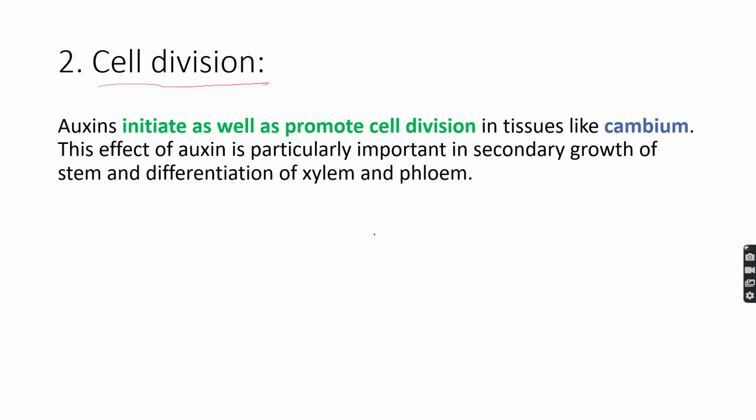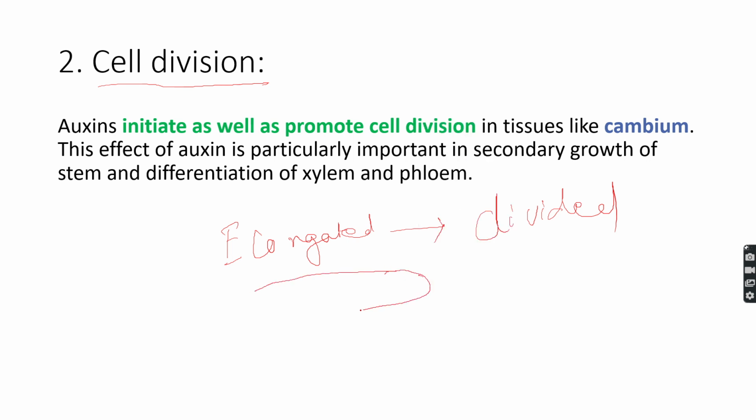The second important role is cell division. When cell division is happening, before that elongation is needed. If a cell is not getting elongated, then it cannot be divided. So cell elongation happens, and then cell division will happen. This will now become two cells. One mother cell will become two cells.